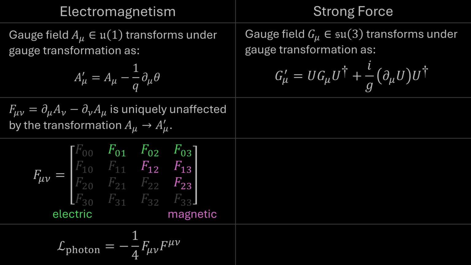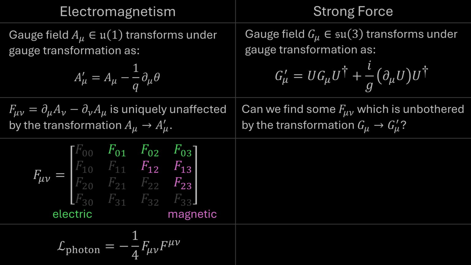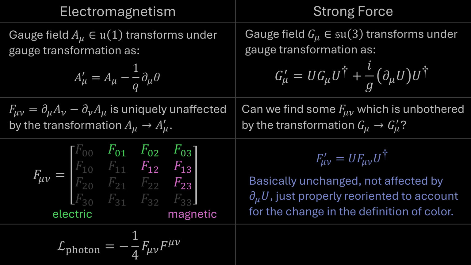So we see that there's a deep structural unity between electromagnetism and the strong force. So naturally then, our intuition leads us into asking the question of whether we can find some rank 2 tensor F mu nu, which is unbothered by our gauge field undergoing a transformation from one gauge to another. Now, as we'll see, there are some nuances about what we mean by unbothered, because in the case of electromagnetism, we wanted our F mu nu to remain exactly the same from one gauge to another.